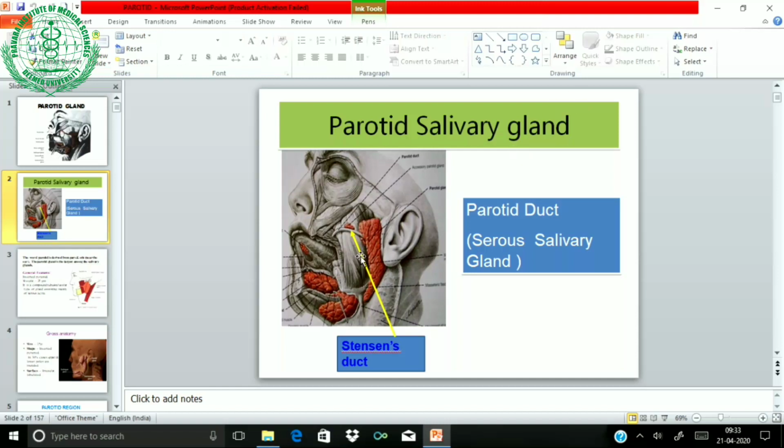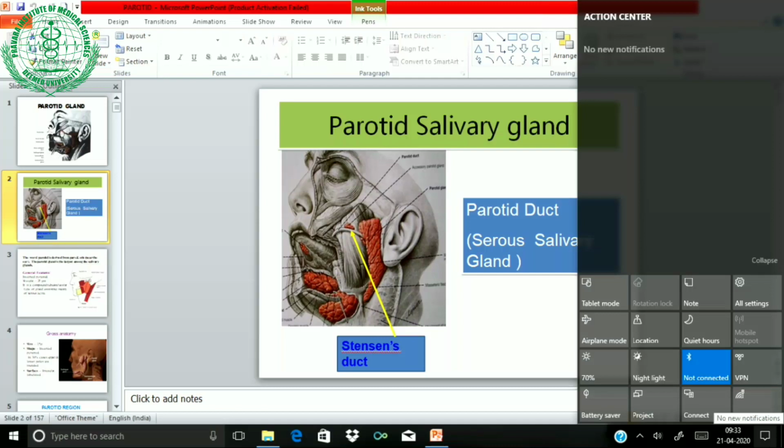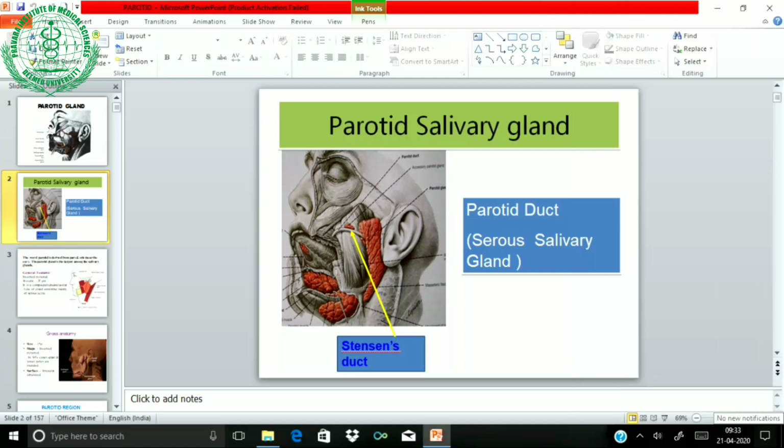Here in this diagram, you can see the parotid gland lying in the parotid region, and this is the parotid duct. This parotid duct is also known as Stenson's duct. The parotid duct or Stenson's duct was discovered by a Dutch anatomist known as Nicholson, during the year of.